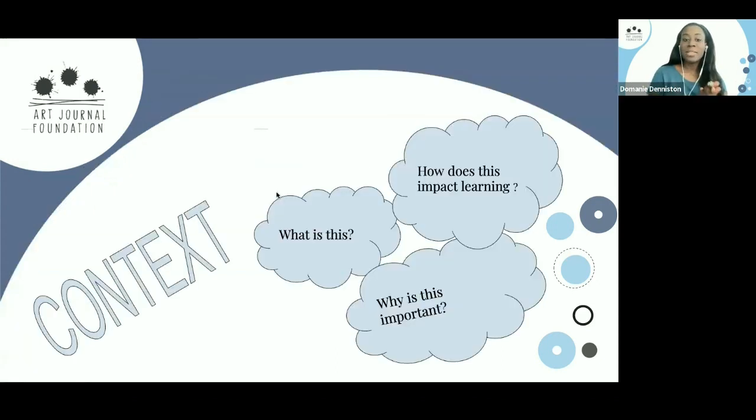So, context. This is something that I often believe as educators, we are so engulfed in the idea of planning and so engulfed in the idea that we need to reach the end at a specific time that most unconsciously we forget about our context. These are three questions that I put up. Hopefully someone can give me their interpretation of what they think context is, why it is important, and how it impacts your teaching and learning.